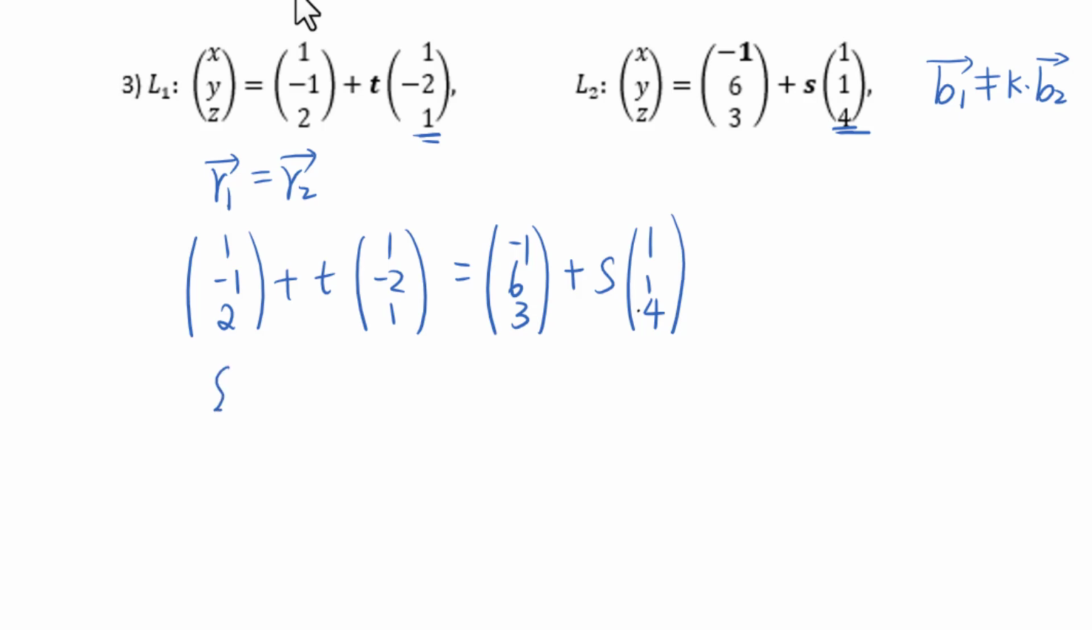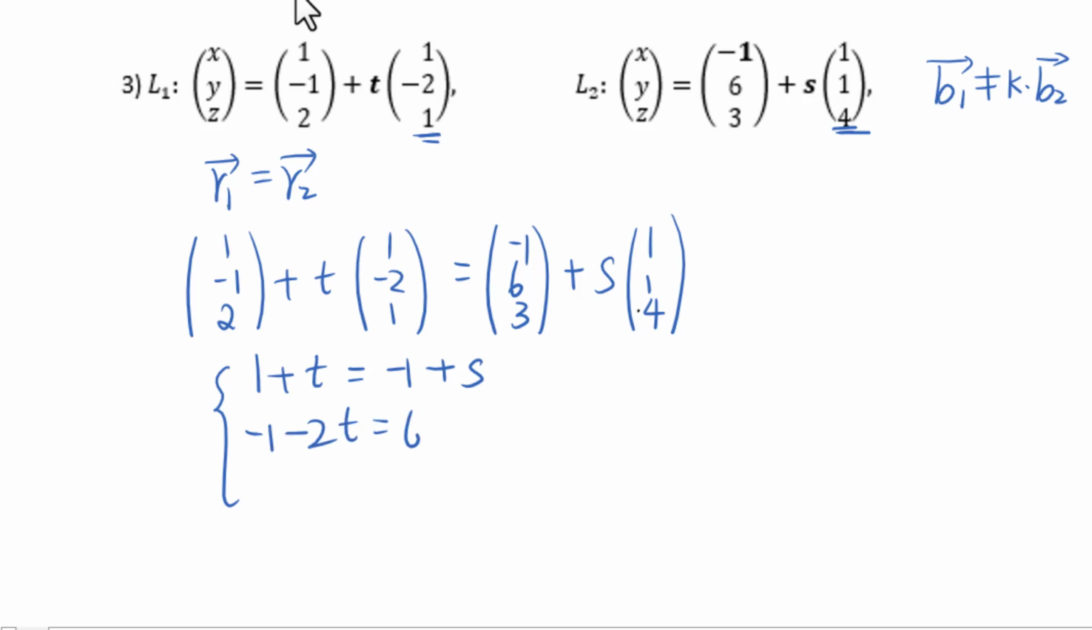So we get the system of 3 linear equations. 1 plus t equals -1 plus s. -1 minus 2t equals 6 plus s. 2 plus t equals 3 plus 4s. Let's organize.